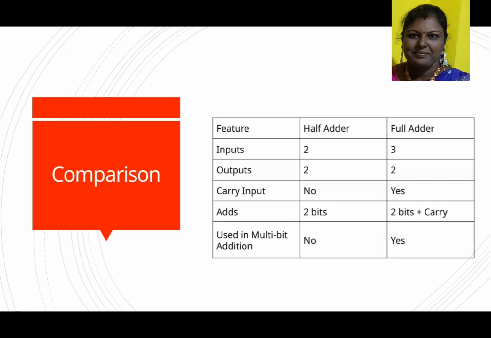Let's compare two fundamental building blocks in digital addition, the half adder and the full adder. The half adder takes two inputs and produces two outputs, but it doesn't handle any carry input. It simply adds 2 bits. The full adder, on the other hand, accepts 3 inputs, 2 bits plus a carry from a previous addition, and outputs 2 results. This carry input is what makes the full adder essential for adding multi-bit numbers, while the half adder is limited to single-bit operations.